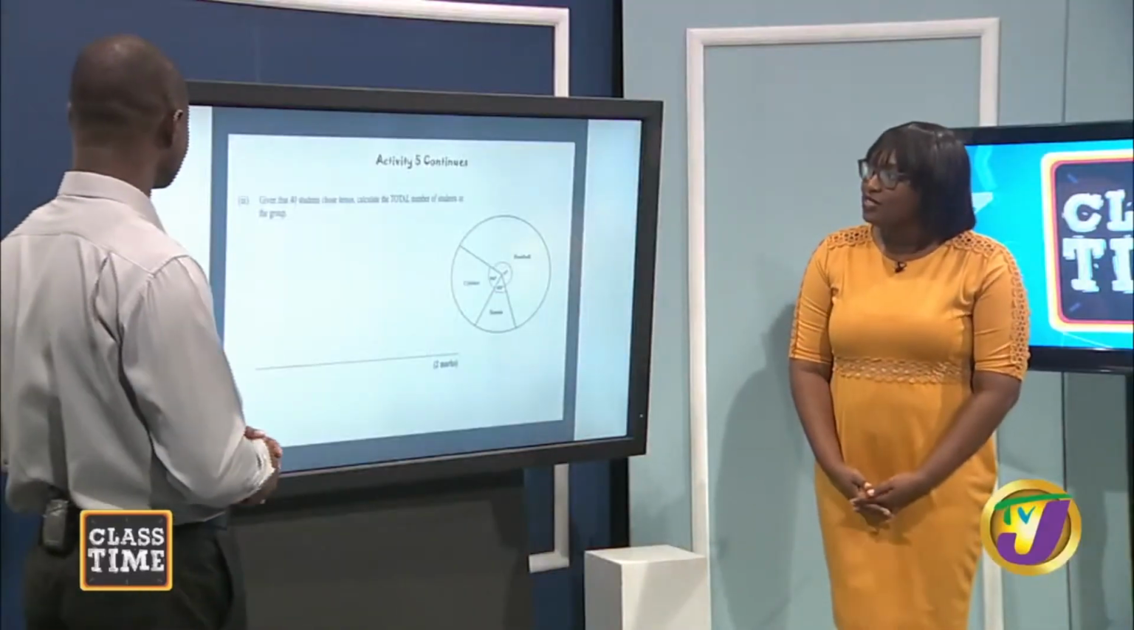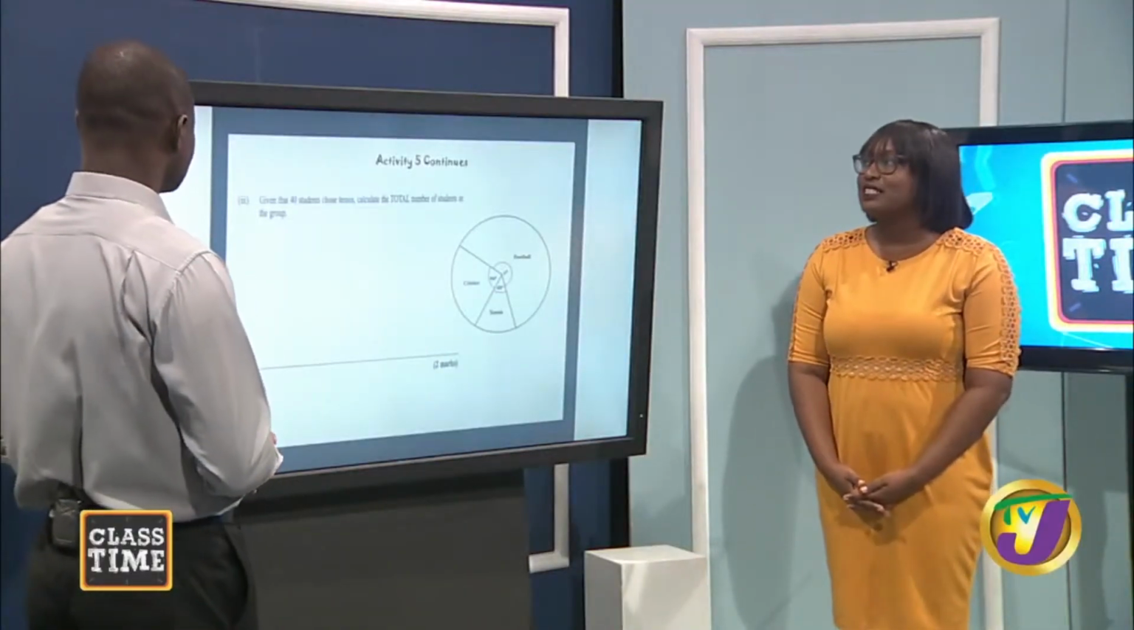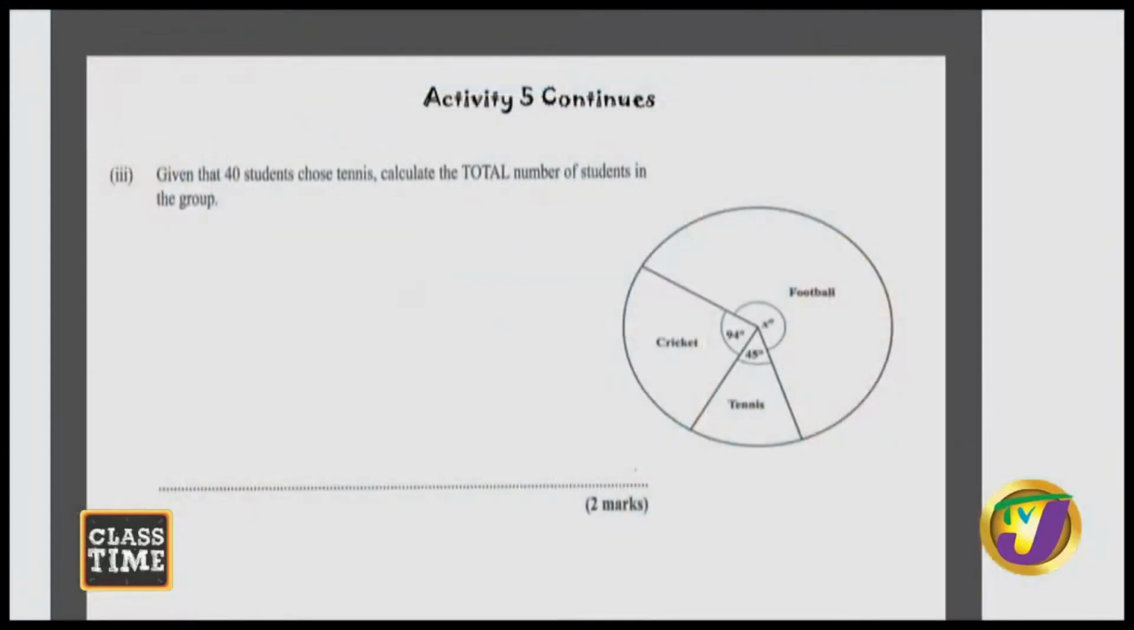All right. The third question says, given that 40 students chose tennis, calculate the total number of students in the group. So 40 students chose tennis, and we know that tennis is the minority number of persons in our sample. So how are we going to go about finding out how many persons we have in total? Now let's look at what it is that we know.